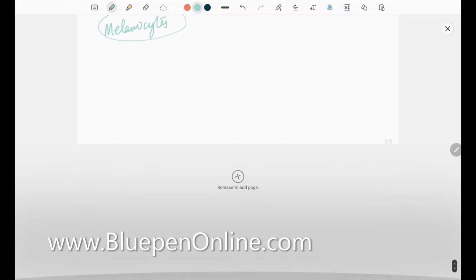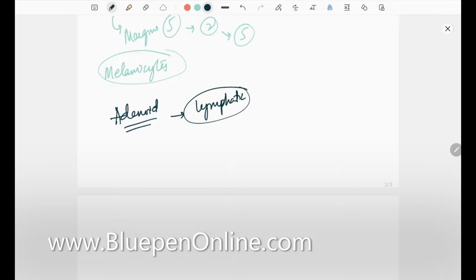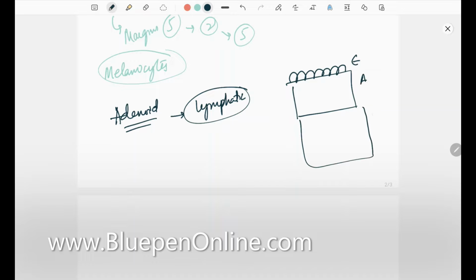Right, now we'll move on to the second layer of the conjunctiva, which is the fibrous layer, the adenoid layer. The adenoid layer consists of lymphatic tissue actually. Okay, and so it consists of fine connective tissue. So let's say this is the epithelial layer, this is the adenoid layer, and the thicker and bigger one is the fibrous layer. So it consists of lymphoid aggregates.